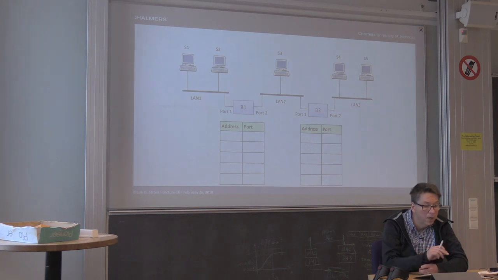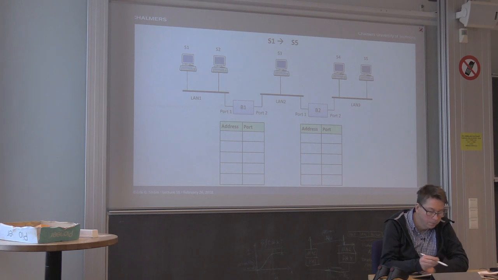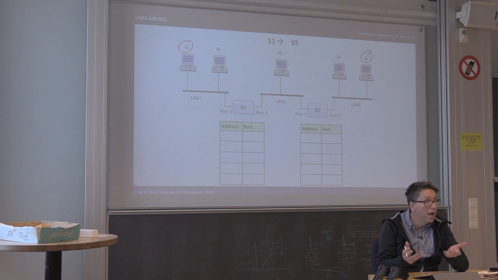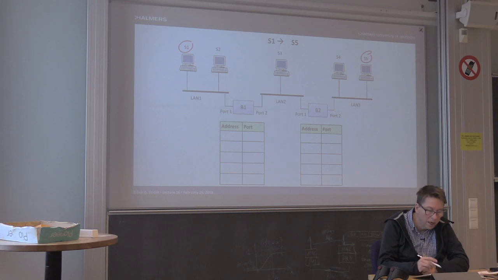So what's going to happen now? Well, suppose that S1 would like to transmit something to S5. Happens to be on 2 different LANs here, but S1 does not know about this. Okay, the first thing that happens then is that S1 sends out a frame that says, okay, I'm S1, this frame should go to S5. So what happens then is that this is transmitted.